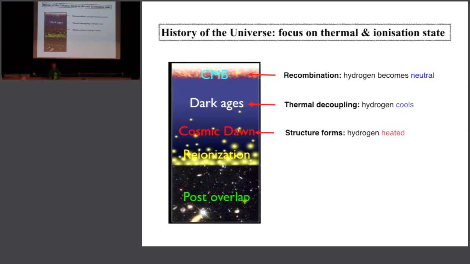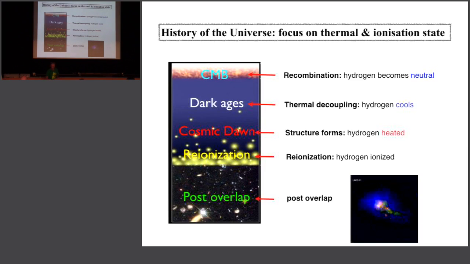So the very first thing that happens with structure formation is basically that we have heat injection into the universe. Now this is then followed by hydrogen ionization or reionization, right? And once reionization is complete and we're in the post-overlap era, as we saw from Matthew's diagram, things are very easy once you're in a post-overlap universe, right? Things become significantly more simple. That's at least what I got out of it.